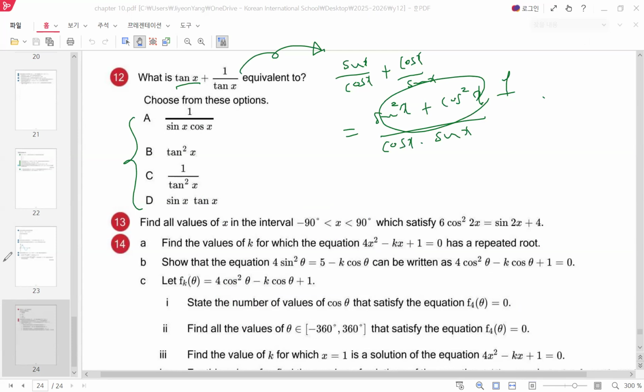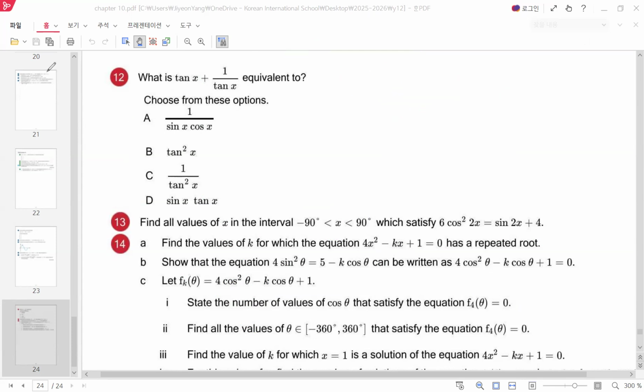I am going to show you how to solve question number 13. 6 cosine squared 2x equals sine 2x plus 4. I want you to identify this type of equation directly as a disguised quadratic equation. And then you need to convert cosine to sine or sine to cosine by using the relationship between sine and cosine, which is cosine square plus sine square equals 1.